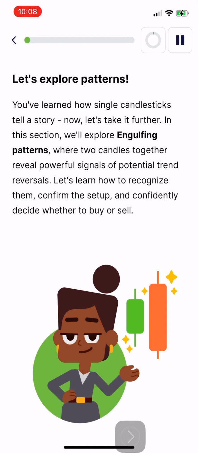Let's explore engulfing patterns. You've learned how single candlesticks tell a story. Now, let's take it further. In this section, we'll explore engulfing patterns, where 2 candles together reveal powerful signals of potential trend reversals. Let's learn how to recognize them, confirm the setup, and confidently decide whether to buy or sell.